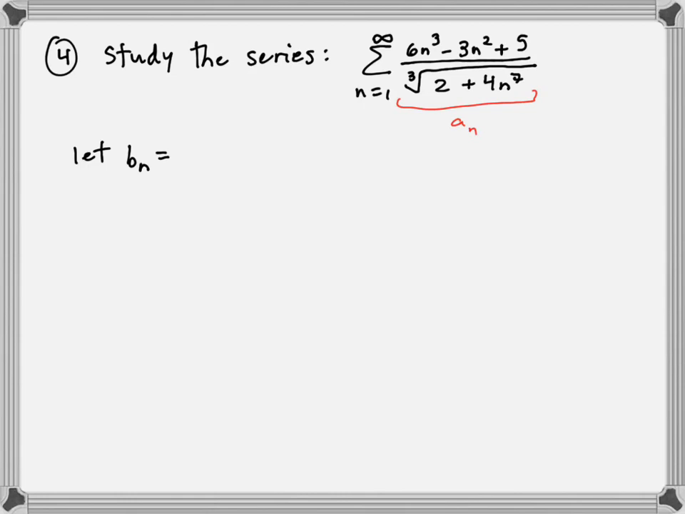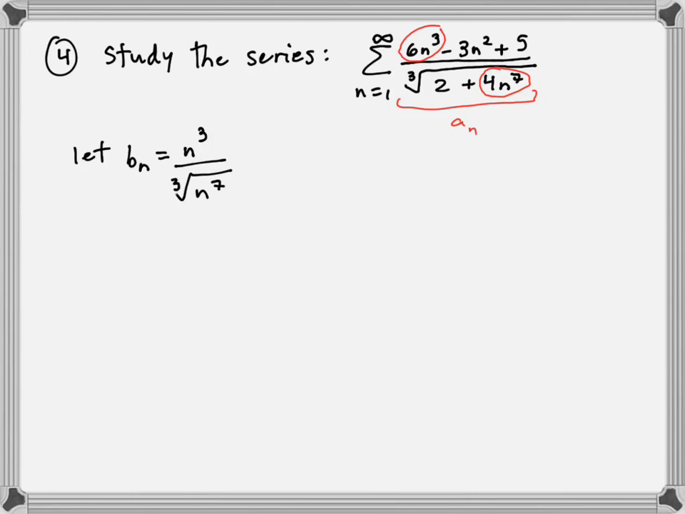Okay? So I'm going to make my bn equal to n cubed over cube root of n to the 7th, right? What I'm trying to do essentially is look at just the terms that dominate. When things get really big, all that's going to matter is that term and that term, right? So I'm going to let bn equal n cubed over cube root of n to the 7th. Okay?